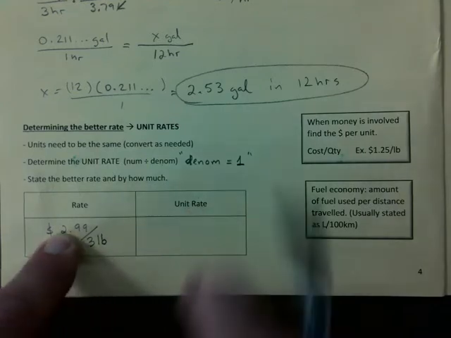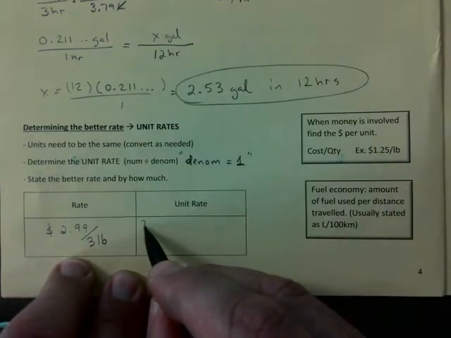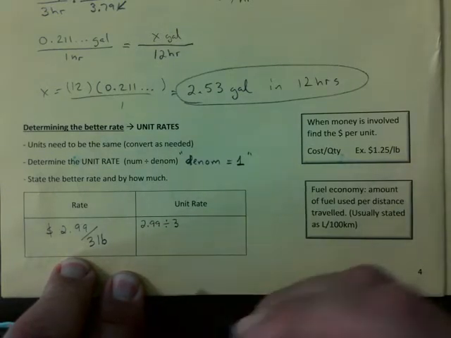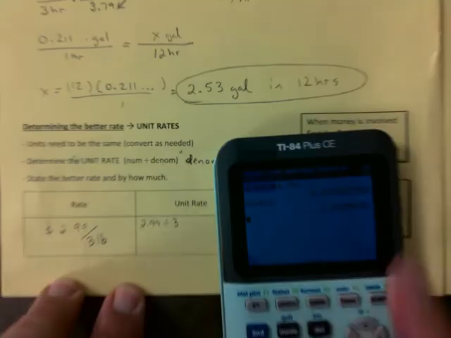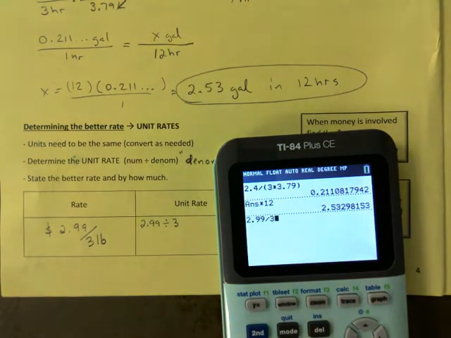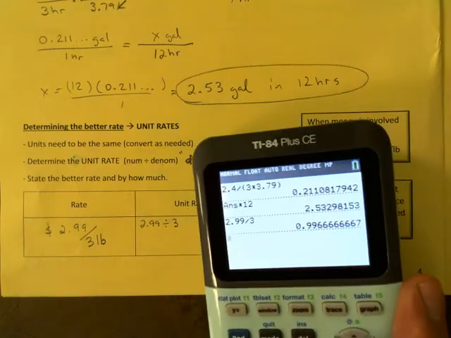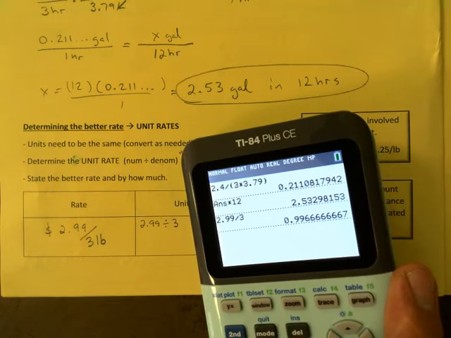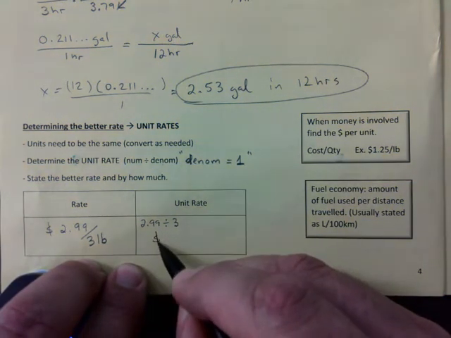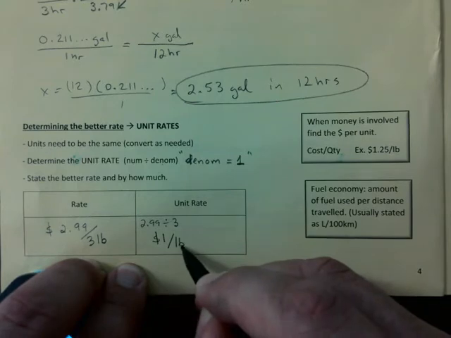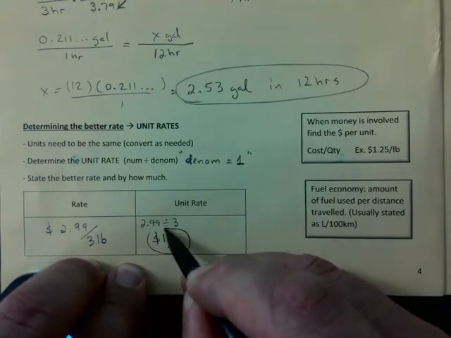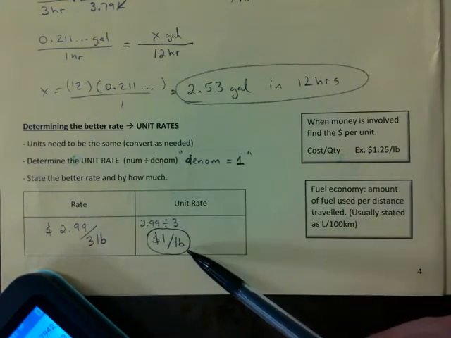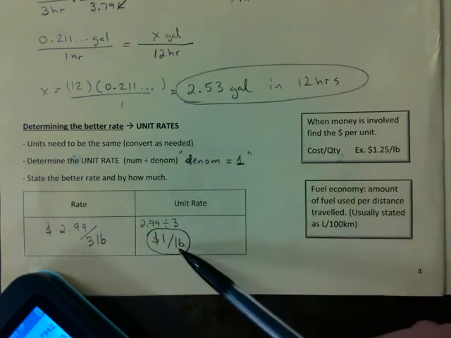You basically go $2.99. I'm going to do the work up here. $2.99 divided by 3. So you take your calculator, you go 2.99 divided by 3, and you know it's going to be almost 1. Actually, it does round to 1 in this case. So that would be $1 per pound. So you're getting it, the denominator is really 1 pound.